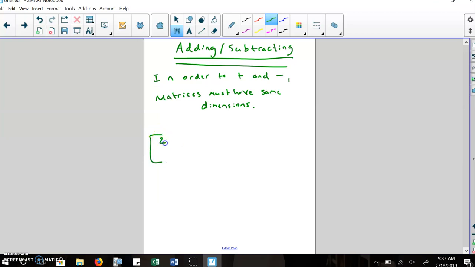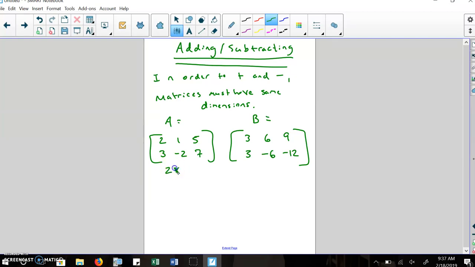So let's say the first one, let's go 2, 1, 5, let's go 3, -2, 7. We'll call that matrix A, and then for matrix B, let's go 3, 6, 9, and then on the bottom here, let's go 3, -6, -12. Okay, so if I'm looking at these two matrices, this has 2 rows and 3 columns. So this is a 2 by 3 matrix. This is also a 2 by 3 matrix. Because they have the same dimensions, I can go ahead and add and subtract them.